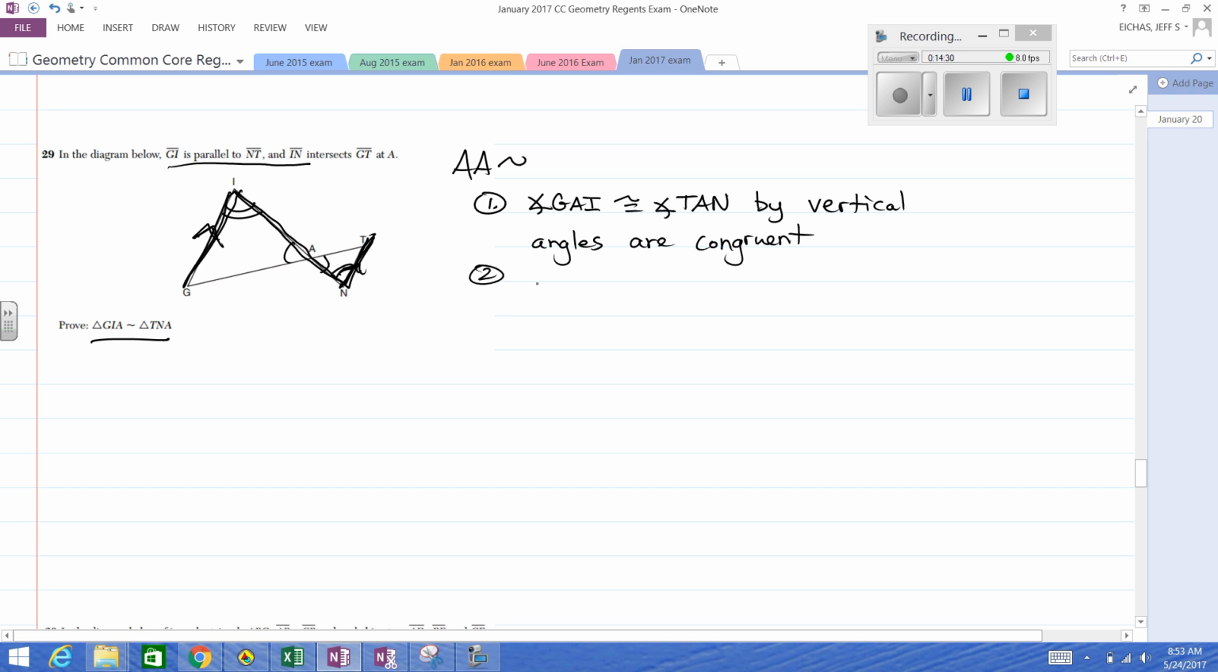Next, we're going to use the given. GI is parallel to NT, and that's given. The result of that is angle I. You could get away with angle I, because there's only one angle there. And that's congruent to angle N.